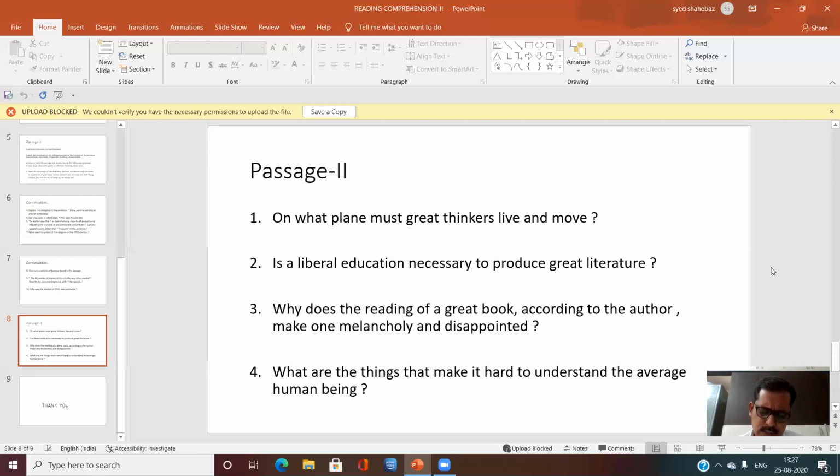Then you will notice that your first sensation after reading a great book is one of melancholy and dissatisfaction. After reading a great book, you feel melancholy and dissatisfaction because in that book there could be a utopia, the best world, the perfect world. After finishing that book, you come into the reality and you are completely disappointed and become sad.